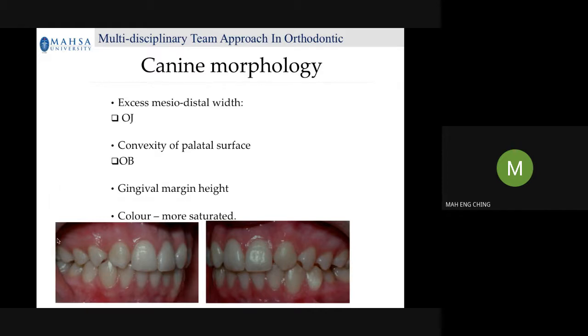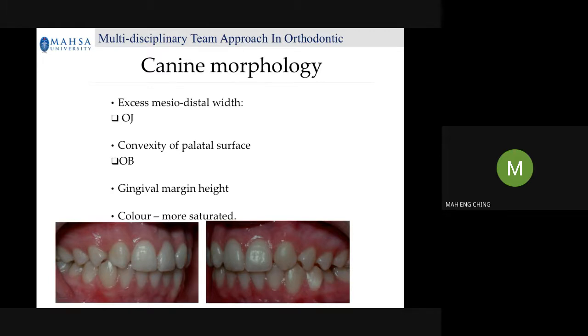Then the gingival margin, like I said, with the low lip line and high lip line, you have to consider the gingival margin. Sometimes we purposely extrude the canine, bringing it down a little bit, to make the gingiva similar to the lateral incisor. We know the canine's gum margin is usually almost similar to the central incisor. So we extrude it to make the gum margin a bit lower. Later we trim the canine to become a bit shorter, just to mimic the lateral incisor.